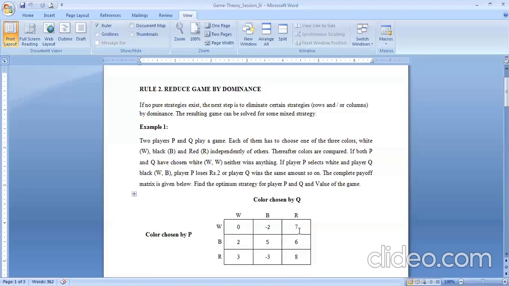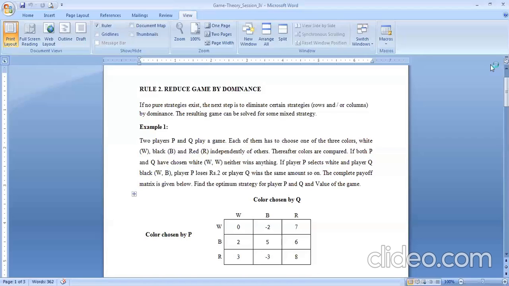And here one thing you please remember: dominance is considered based on superiority and inferiority. When the rows are considered, the superior rows are retained. Superior means what? The rows which have payouts more than the other rows, those superior rows are retained and inferior rows are eliminated. For the case of columns, the inferior columns are retained and superior columns are eliminated. Why are superior columns eliminated? That I have already told.